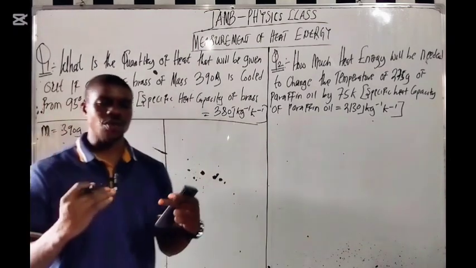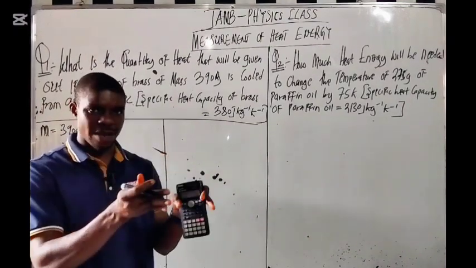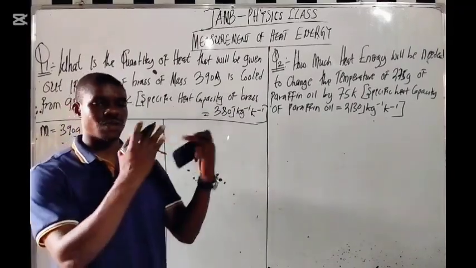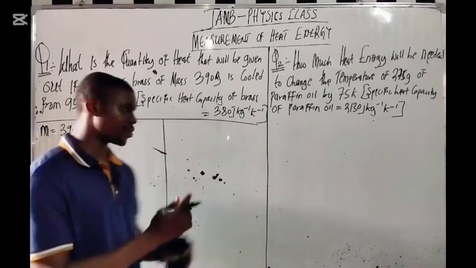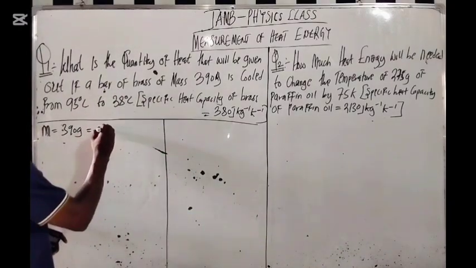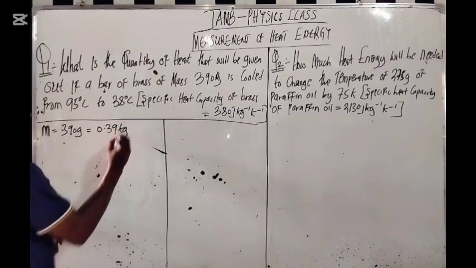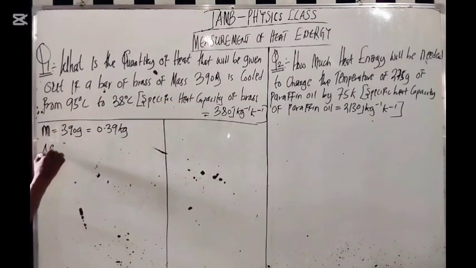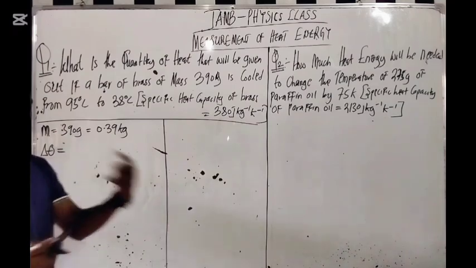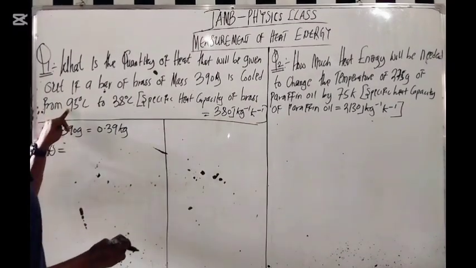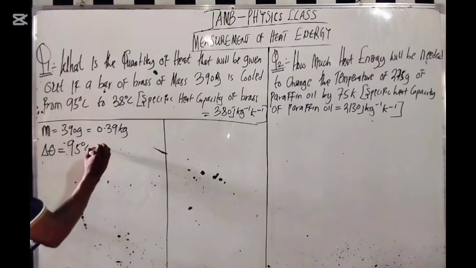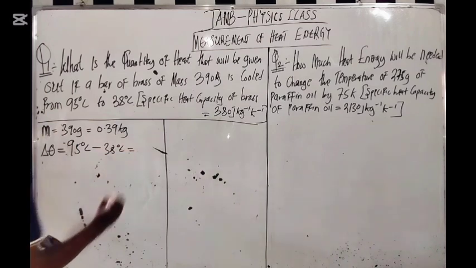Now whenever a question is given to you and the mass is in gram, you have to convert to kilogram when it comes to physics. To convert to kilogram, you have to divide by 1000. So if you divide by 1000, here we have 0.39 kg. Now our temperature change is going to be the highest minus the lowest. So here we have 95 degrees centigrade minus 38 degrees centigrade.